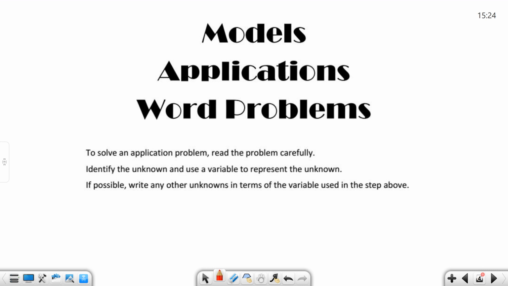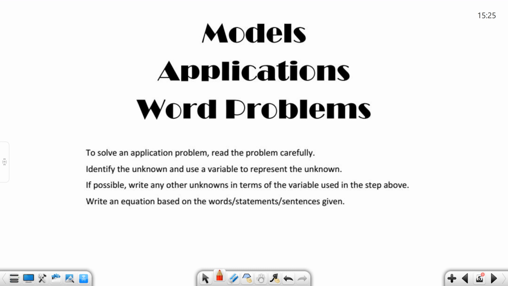If possible, write any other unknowns in terms of the variable used in the step above. So if I call it T or H or X and I have another unknown, I want to do whatever I can to write it in terms of T or H or X. I don't want to introduce a new variable unless I have to. So, in this video, I'm going to stay pretty simple with that and not do some of the other ones that require more advanced techniques.